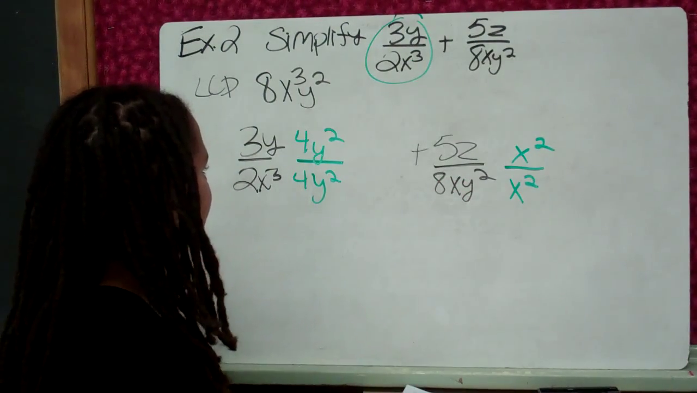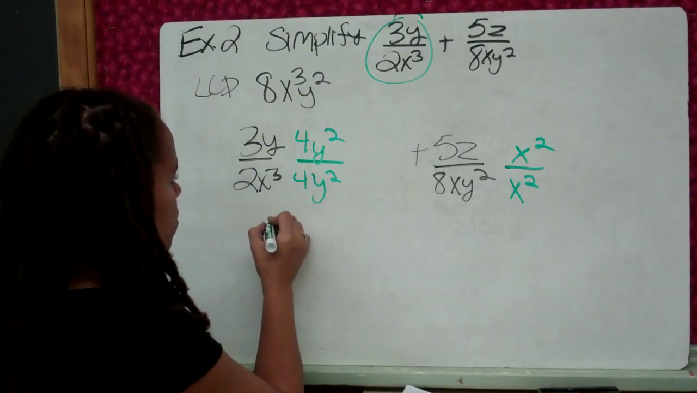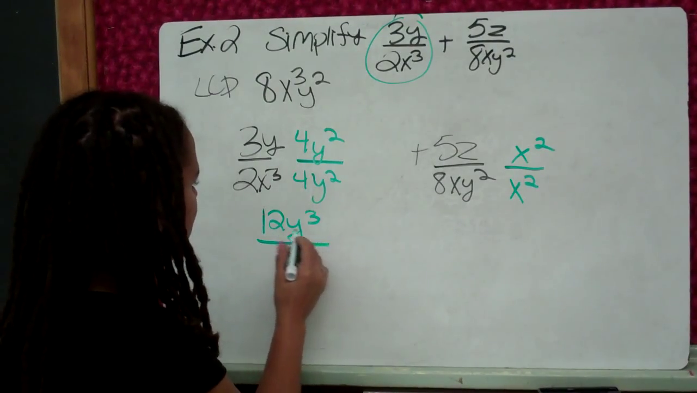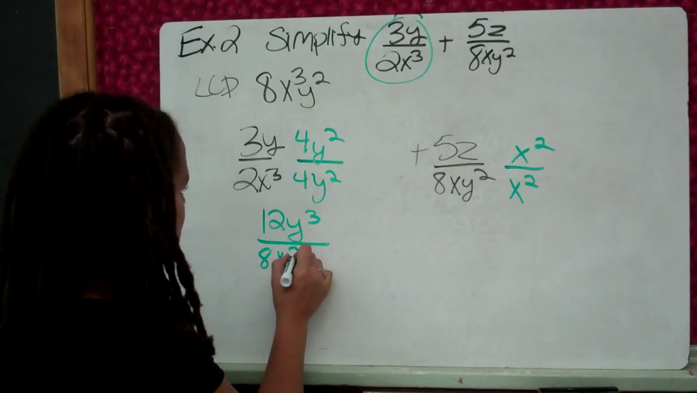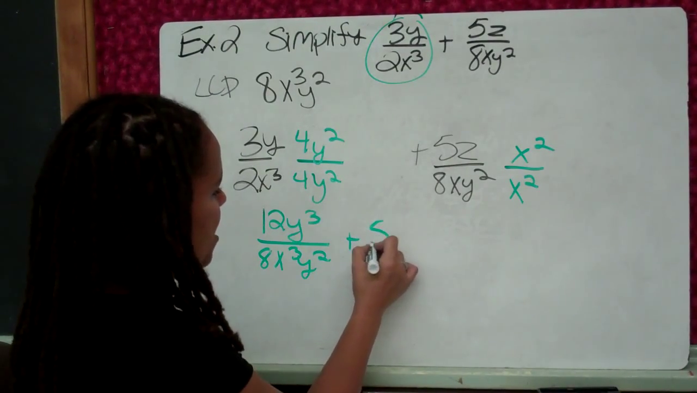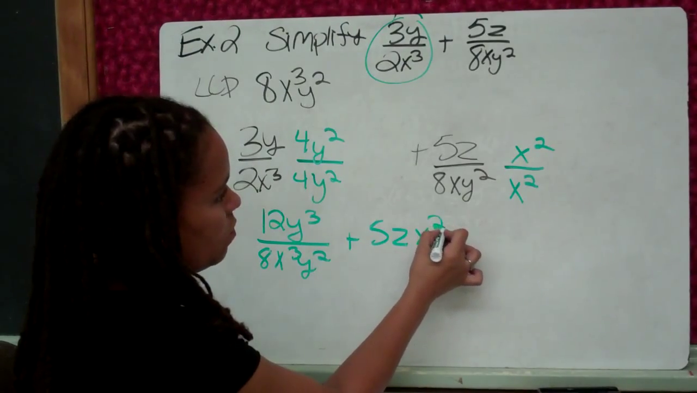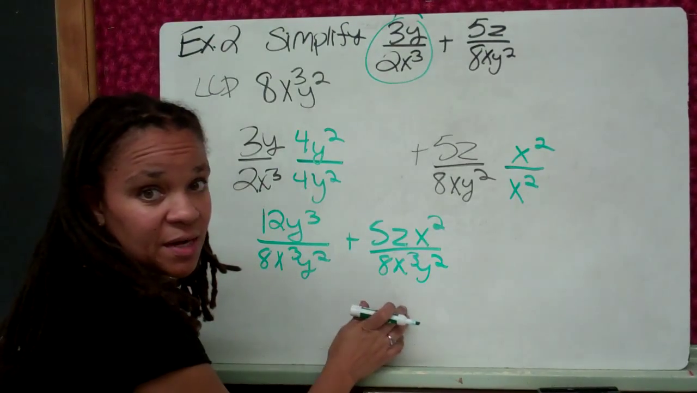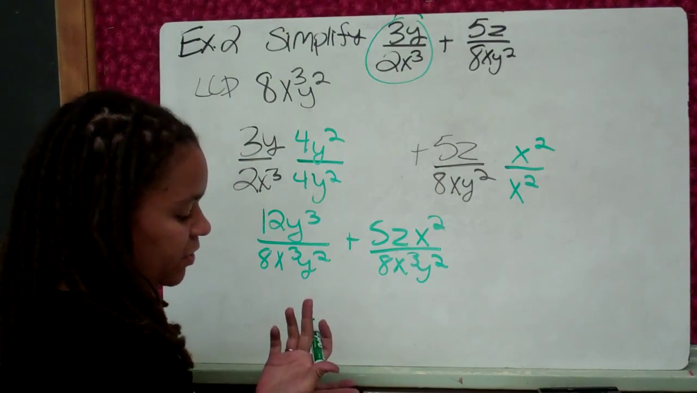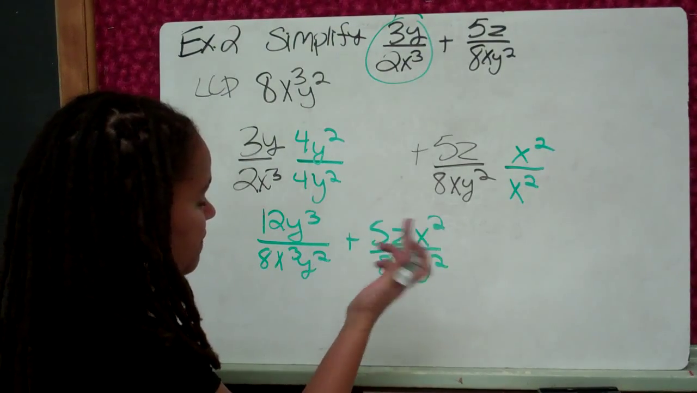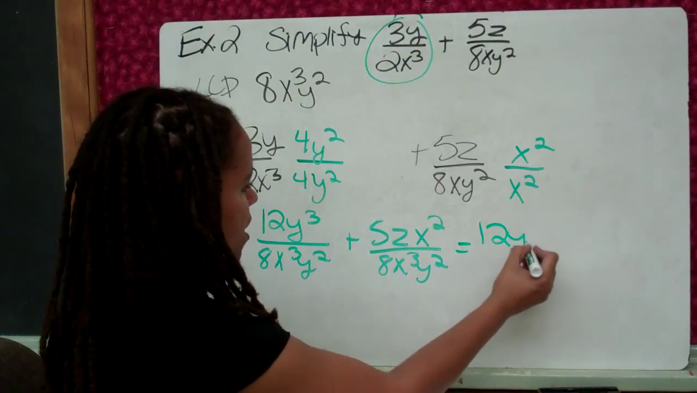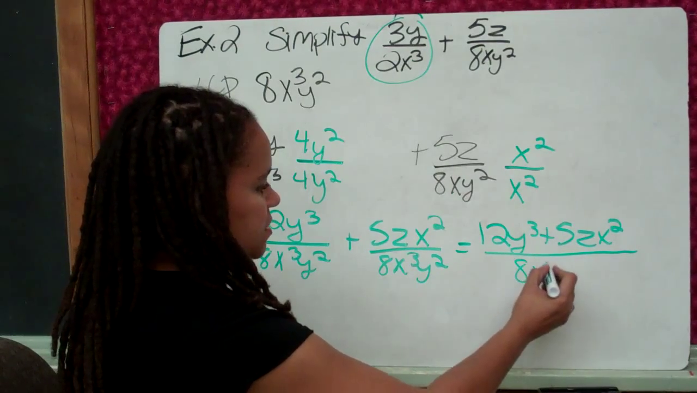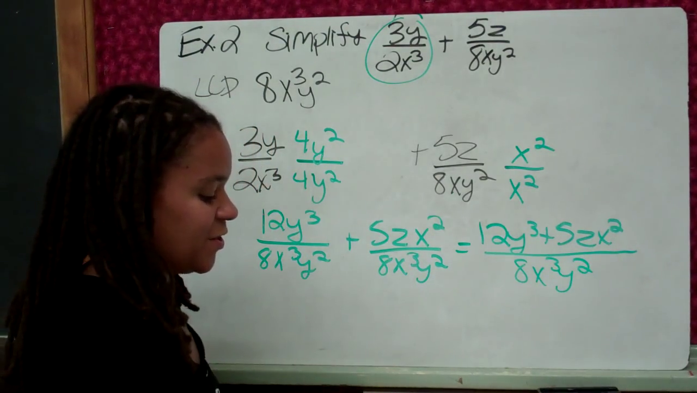So once we do that, we can simplify. 3 times 4, I have 12y cubed over 8x cubed y squared, plus 5zx squared over 8x cubed y squared. Now I have common denominators, and now I can add the numerators. I can only add what I can put together, and none of them are alike. So I just have 12y cubed plus 5zx squared all over 8x cubed y squared. So that's how that works.